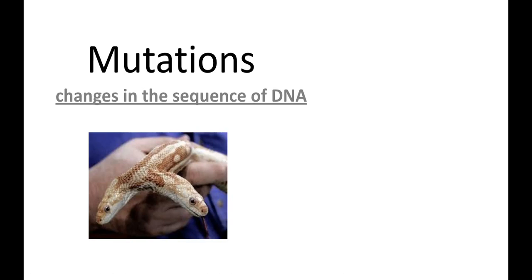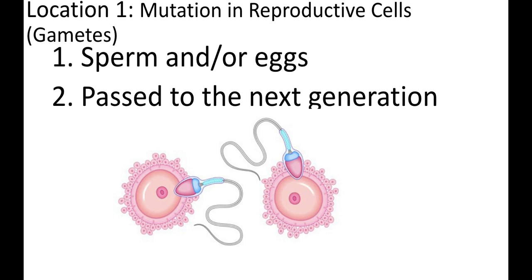Let's talk about mutations, also known as changes in the sequence of DNA. How can changing one base impact a person as a whole? So there's two different locations where we can see mutations. Location 1 would be a mutation in our reproductive cells. Gametes are another name for reproductive cells. So thinking of our sperm cells if you are a male or our egg cells if you're a female.